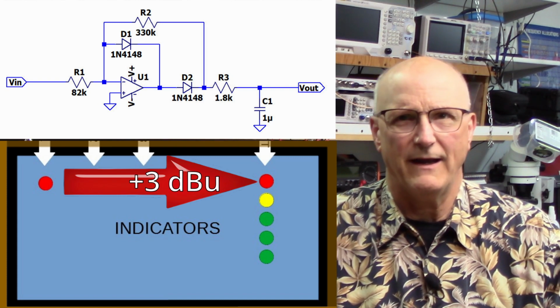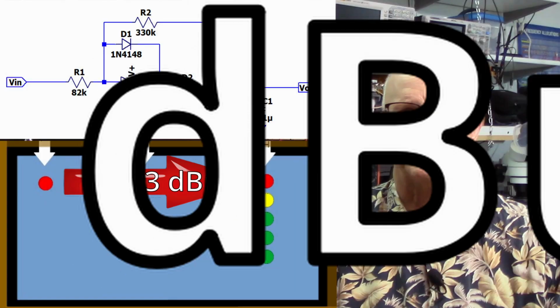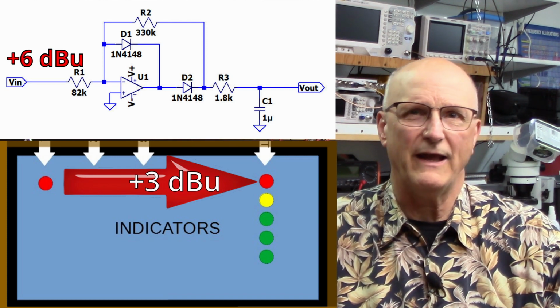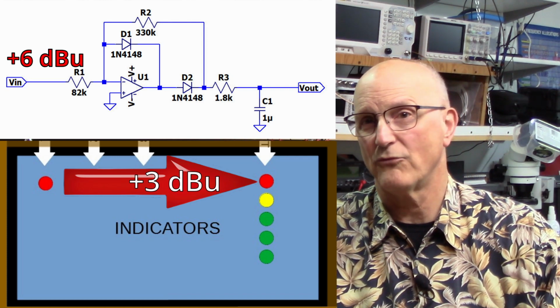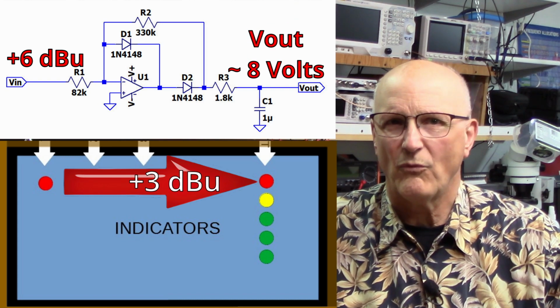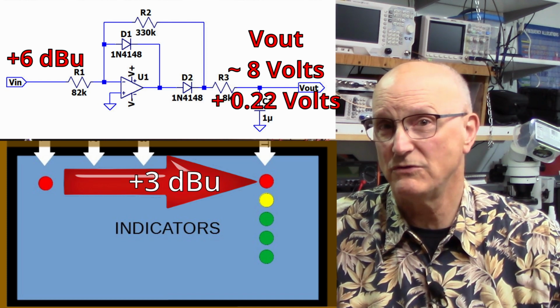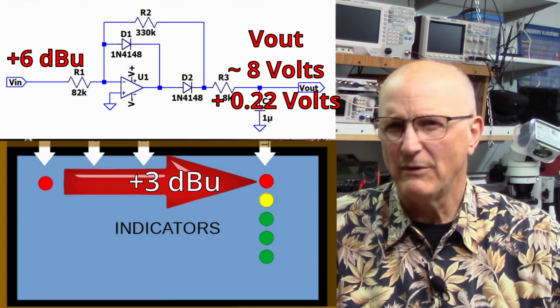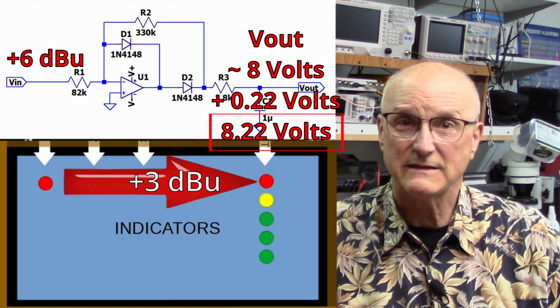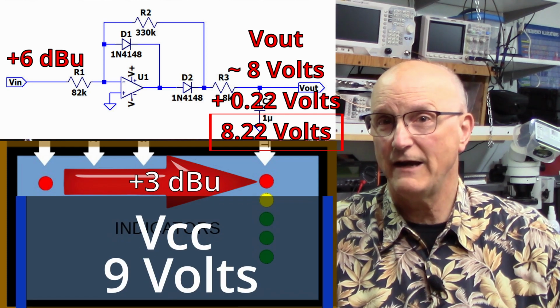So I'm going to add another 3 dB to this and shoot for plus 6 dBu. At plus 6 dBu, the output of the averaging amplifier will be right around 8 volts-ish. The op amp wants that additional 0.22 volt headroom, so our minimum power supply voltage would be 8.22 volts. Now on this basis, I will choose to shoot for a 9 volt power supply. This also means that we will need a minus 9 volt power supply as well.